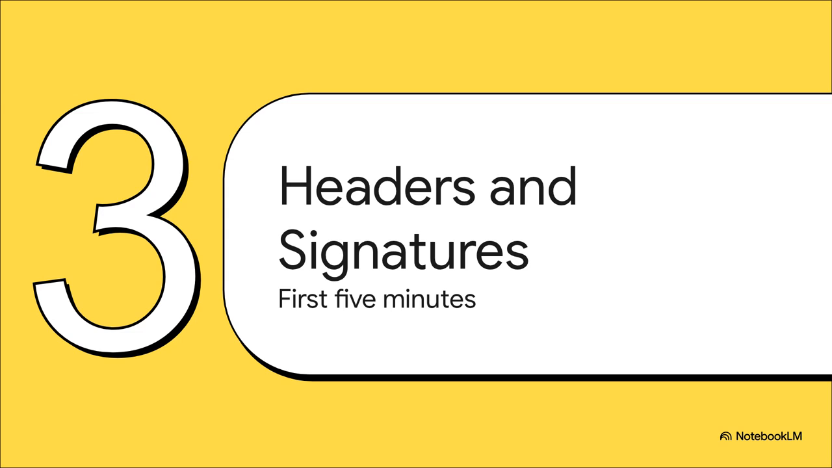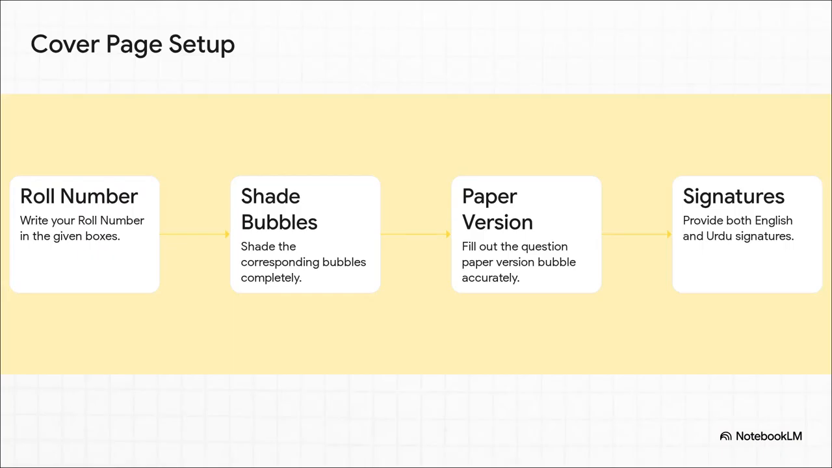Which brings us to Section 3. Headers, bubbles, and signatures. The critical first 5 minutes. I know this cover page setup can look really intimidating and cluttered when you first sit down, but we can turn it into an easy, stress-free 4-step checklist. Step 1, carefully write your roll number in the given boxes. Step 2, shade the corresponding bubbles completely. Don't just put a little dot in there, fill the whole bubble in.